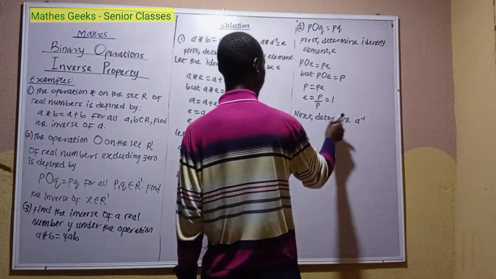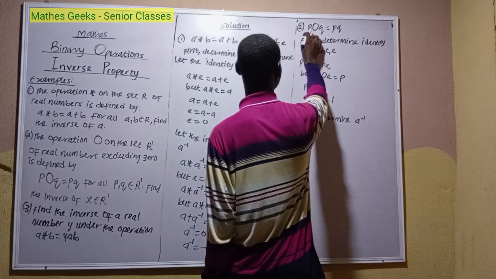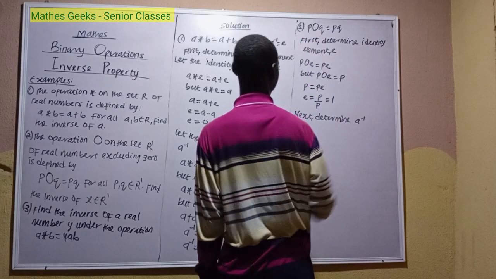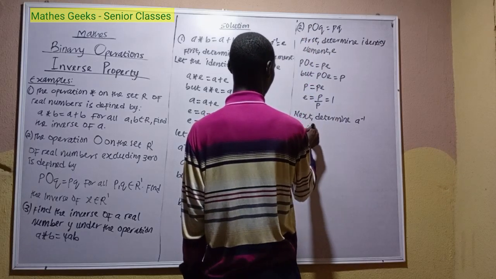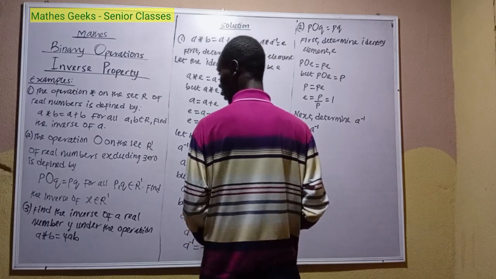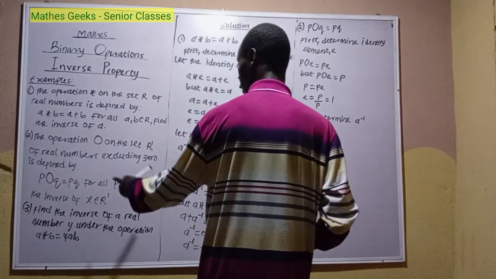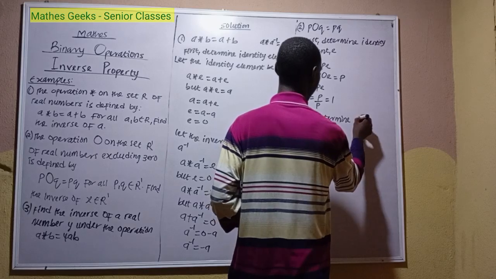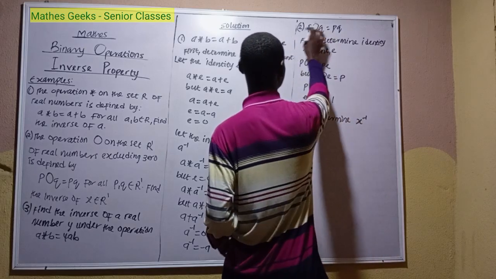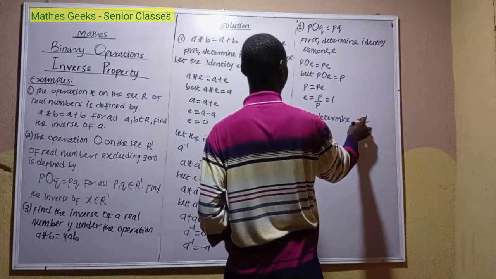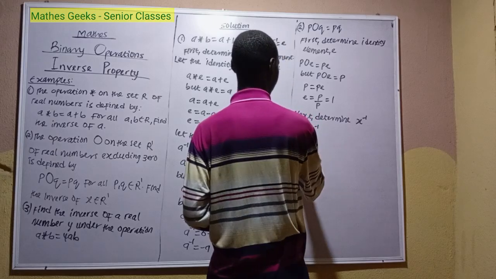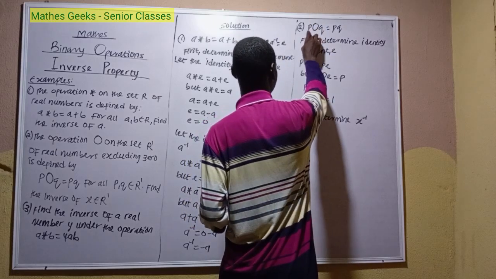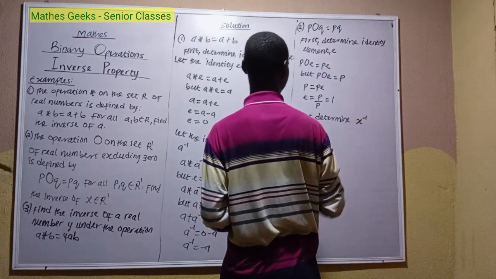Determine A inverse, it means that this P would be A and this Q would be A inverse. Oh, sorry, inverse of X. So it's not A inverse, it's X inverse. We didn't have X in the operation, so since we're looking for the inverse of the element X, we're going to replace P here by X and Q by X inverse.